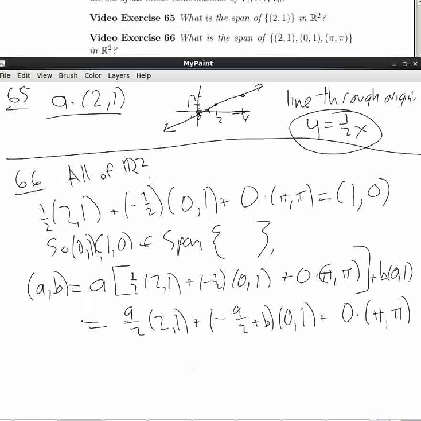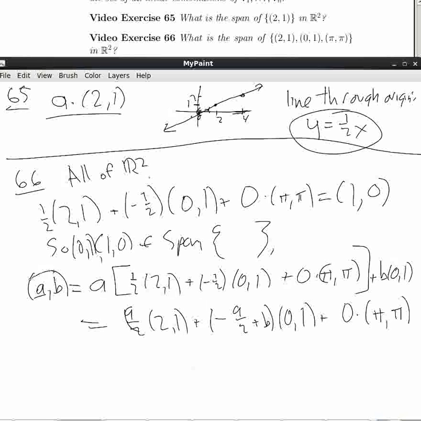Right? I'm going to get a component of a there. Why? Because I get a over 2 times 2 gives me a, plus something times 0 gives me 0, plus 0 times something gives me something. So all that's left here is a. What's in my second component? Well, I get a over 2 times 1 minus a over 2 times 1 plus b from there. So the a over 2's cancel, and I'm just left with b.